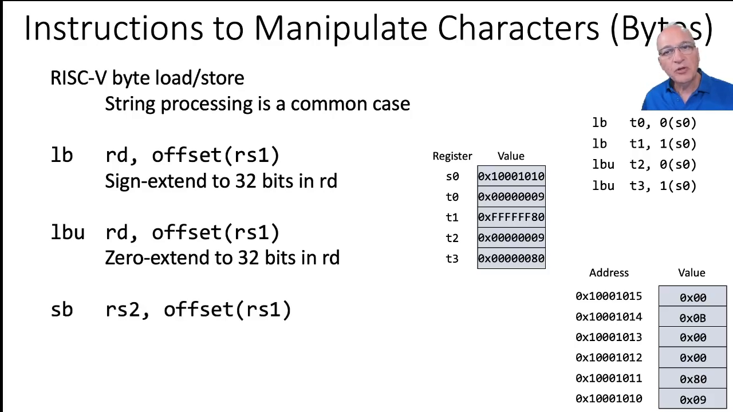We also have a store byte instruction. The source register for a store byte has 32 bits, but the store byte is storing only a single byte. The byte that is stored is the least significant byte, or the rightmost byte when we write the 32 bits.